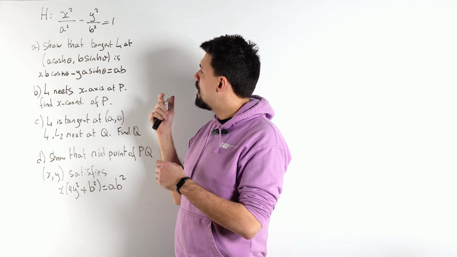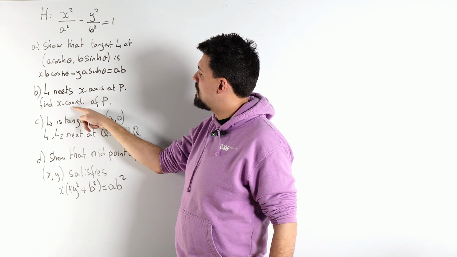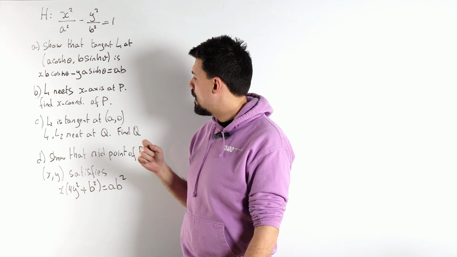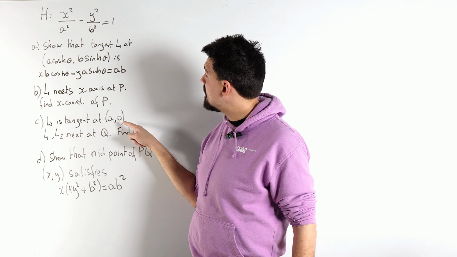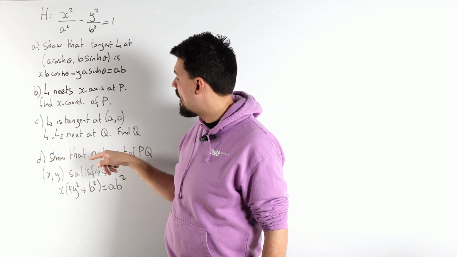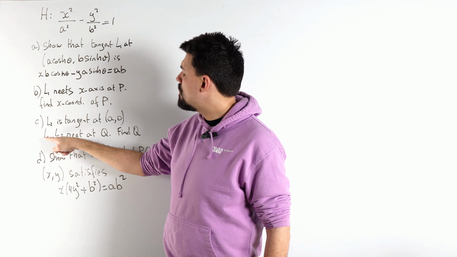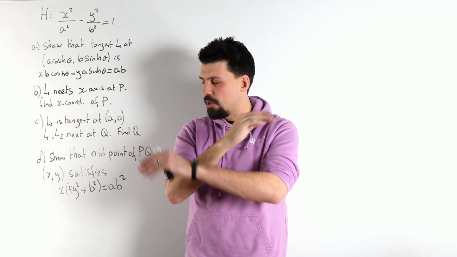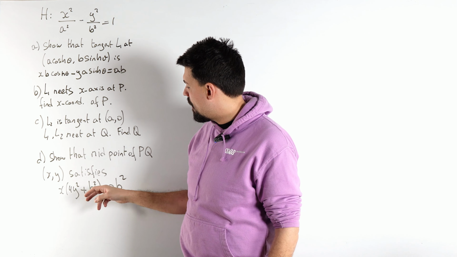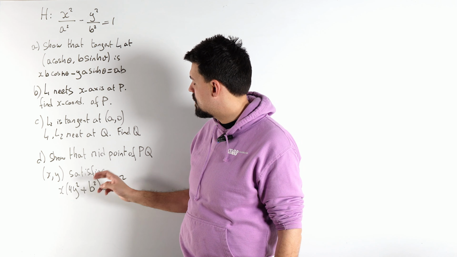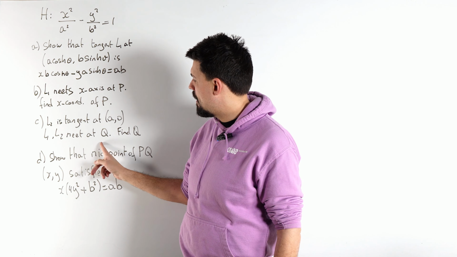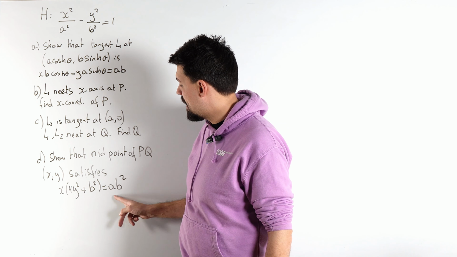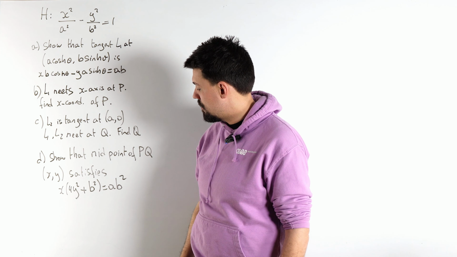Step one. We're going to find where that tangent meets the x-axis and call that point P. We're going to find the tangent at the point A0. A quick sketch might help us with that. And then we're going to find where that tangent and this tangent meet. Then we're going to find the midpoint. So that will be the point Q where they meet. Show that the midpoint of PQ will satisfy this equation.